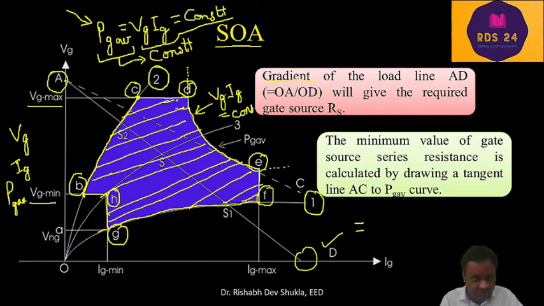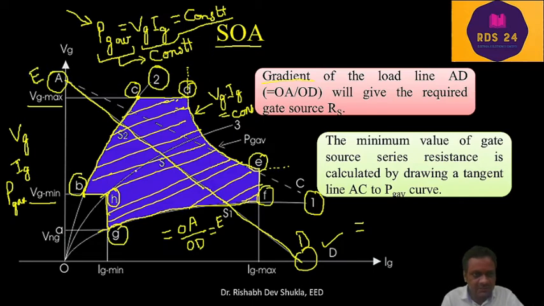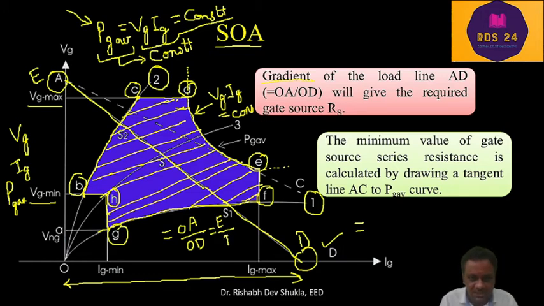Graphically, if we calculate the gradient of this load line AD, this is your D point. The gradient will be OA divided by OD. OA is E, because it is the open circuit voltage E here, and OD is your IS or IG.